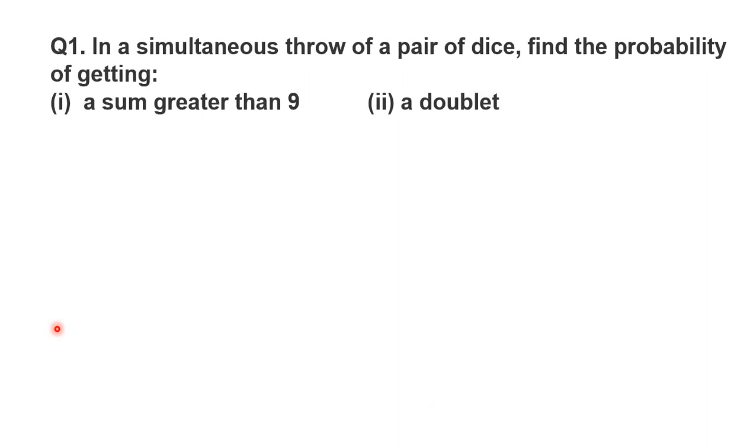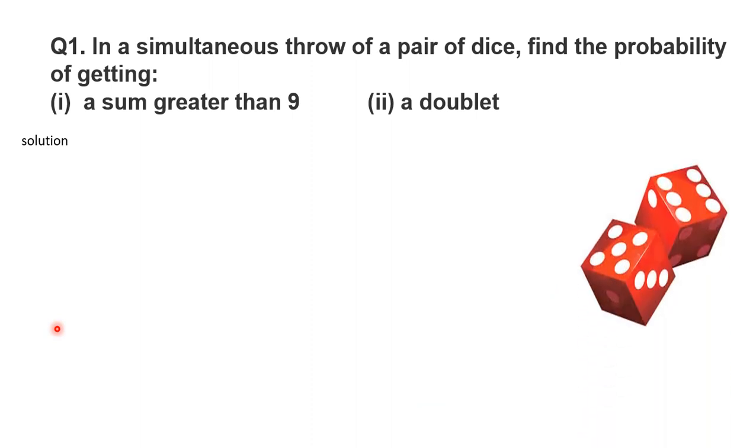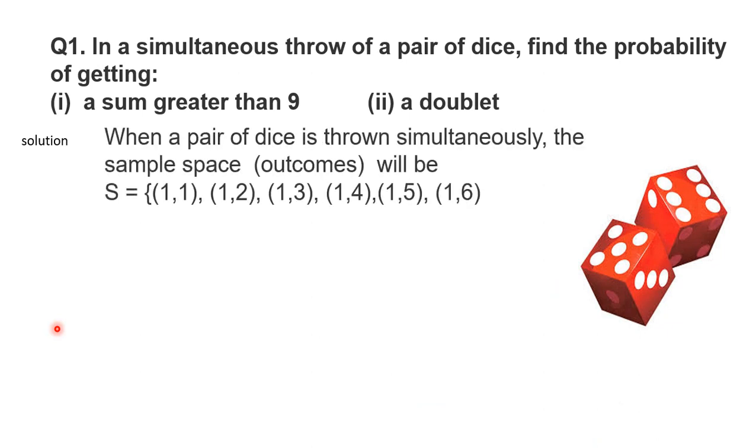In a simultaneous throw of a pair of dice, find the probability of getting a sum greater than 9, and second, a doublet. Simultaneous throw of a pair of dice means we are throwing the two dice together. So we have outcomes like one on the first die and one on the second die. If one comes up on the first die and two on the second, the outcomes are 1 1, 1 2, 1 3, 1 4, 1 5, 1 6.